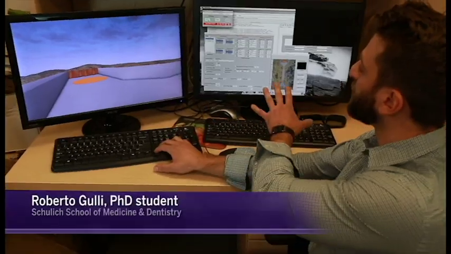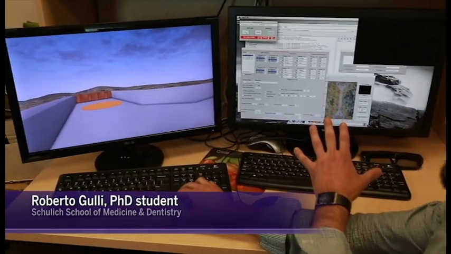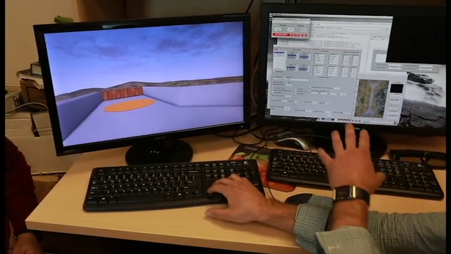So there are two components to the system that Guillaume, Julio, and I put together. There's the experimental component here, and this is what we see as scientists setting up the experiment. This controls all of the parameters of the video game. And then there's the screen that the subject would see.